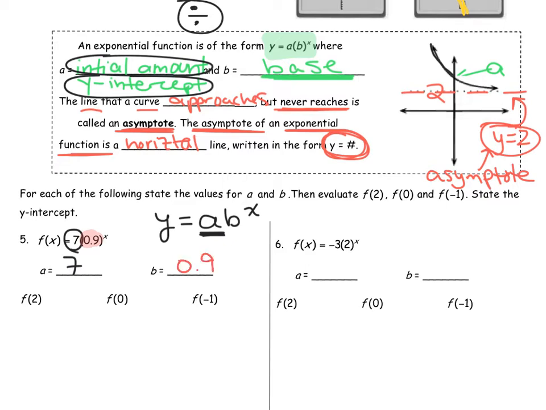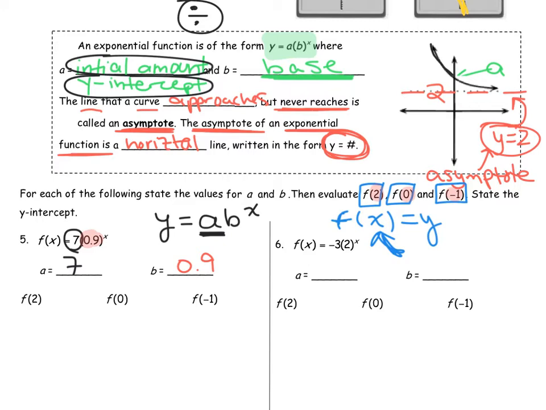Okay, now we have to remember, guys, what function notation is. This is function notation if I have f of something. So f of x, remember, that equaled y. X is what's inside the parentheses. So for f of 2, our x value is 2. For f of 0, our x value is 0. And for f of -1, our x value is -1.